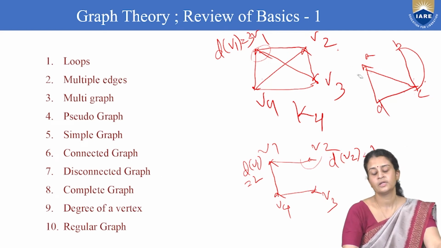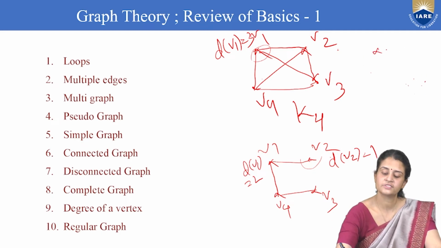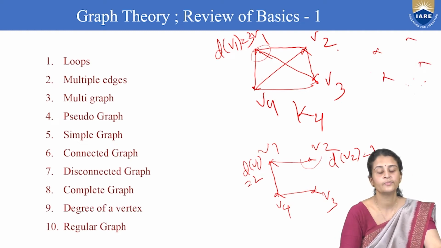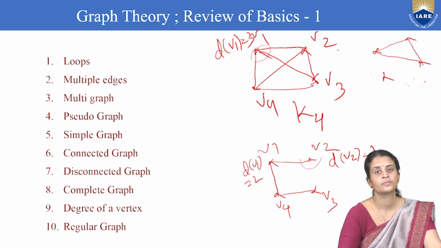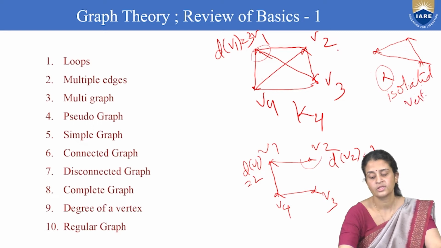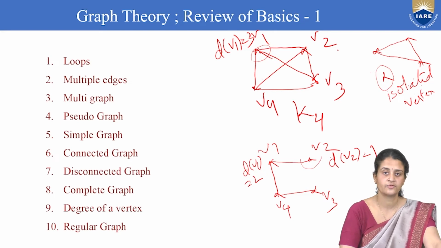Then consider another graph. I have 4 vertices, and I am drawing it like this. Is this a connected graph? No, because we don't have any edge connecting this vertex to the other set of vertices. So it is not a connected graph, it is a disconnected graph. What will we call this vertex? It is said to be an isolated vertex. An isolated vertex is a vertex which is not incident with any other vertices of the graph.